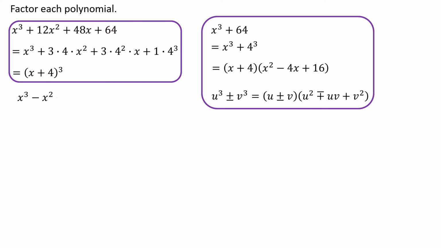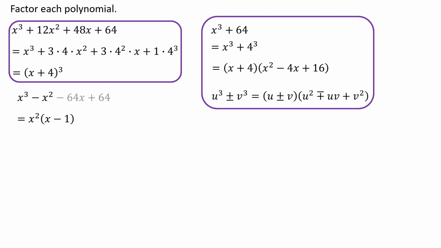So I concentrate on the first 2 terms and I say, hey, you know what? The greatest common factor is x squared. So I can factor out an x squared. That leaves me x minus 1.